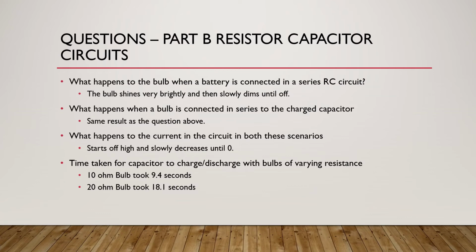And then what happens to the current in the circuit in both scenarios? It starts off high and slowly decreases till zero. For the time taken for a capacitor to charge/discharge with bulbs of varying resistance, for the 10 ohm bulb, it took about 9.4 seconds to both charge and discharge. Those times are very similar, and that's kind of the average of the both. For the 20 ohm bulb, it took about 18.1 seconds.